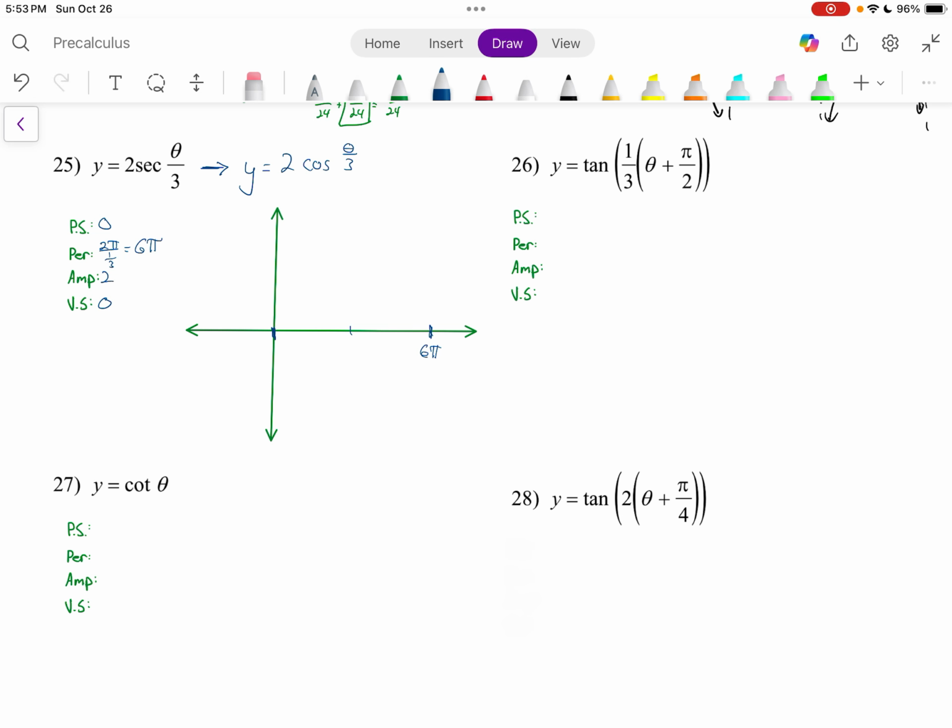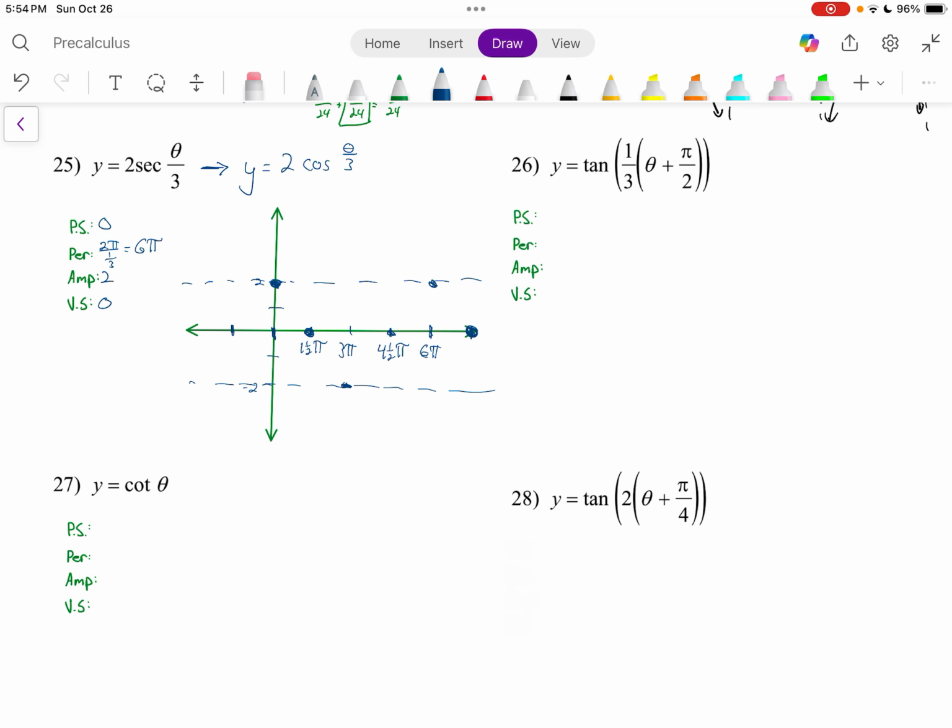So half of 6 pi is 3 pi. Half of that is 1.5. So these calculations here for the quarters are easier when you're dealing with easier numbers. Amplitude's 2, so go up to 2, down to -2. I'm going to put some guidelines in there to help me. This is cosine, so cosine starts up at 2, goes down to 0, down to -2, back up to 0, back up to 2.